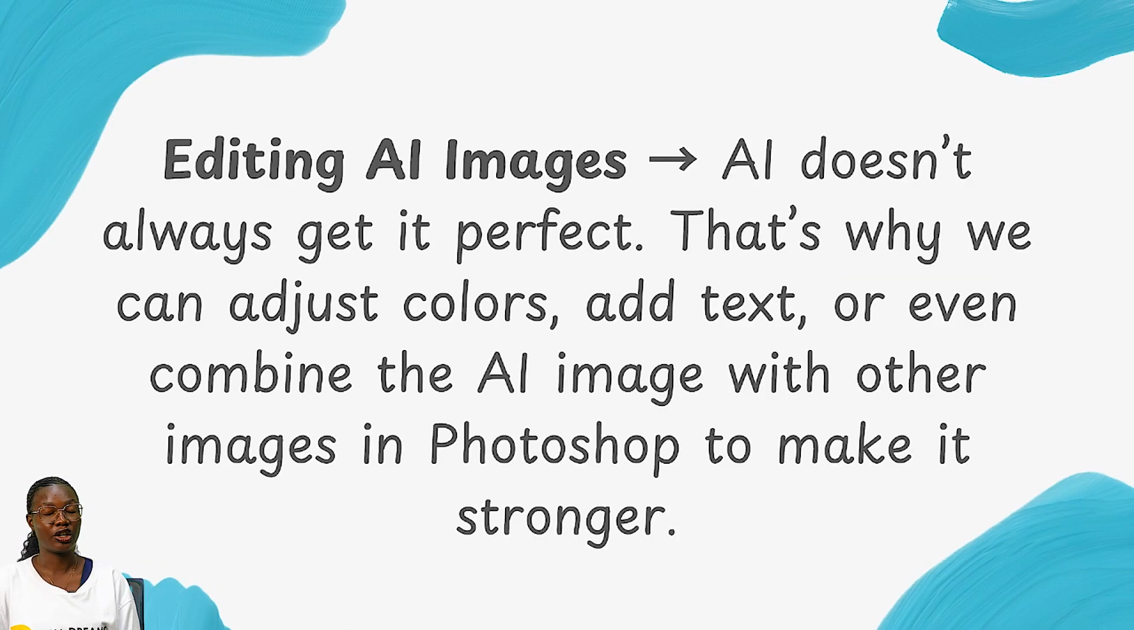You can also edit your AI images. Yes, AI doesn't always get it perfect. Very true. That's why we can adjust color, text, or even combine the AI image with other images in Photoshop to make it look stronger. Most AI image generator software allows you to edit your own AI image. Most of the time when AI gives you the image, it doesn't look that perfect, so you can edit it by changing some of the colors and one or two things to get exactly what you want.